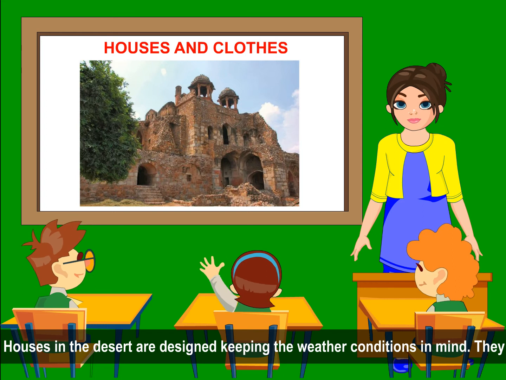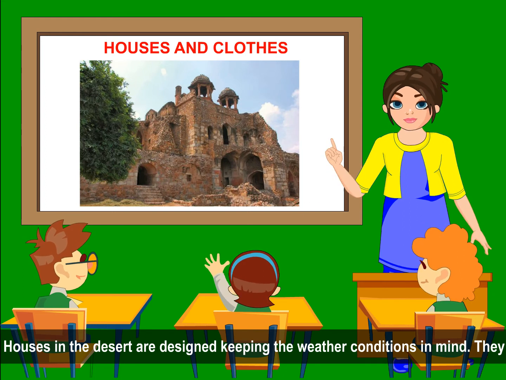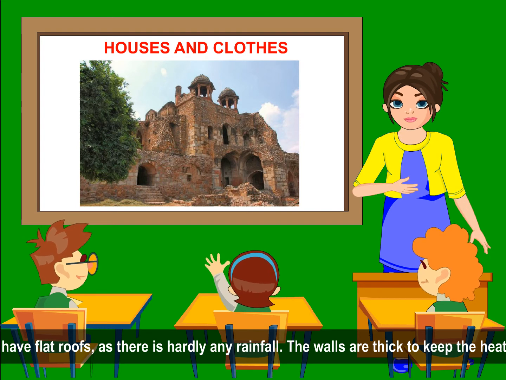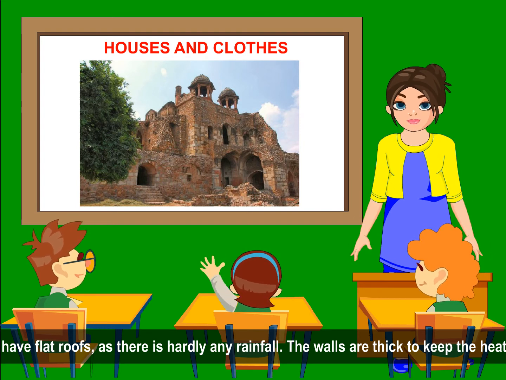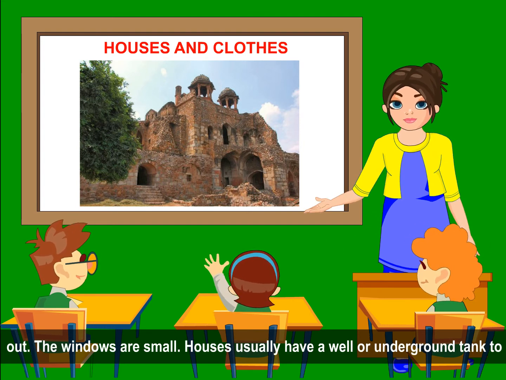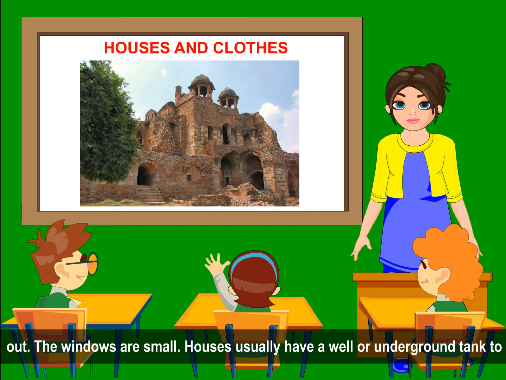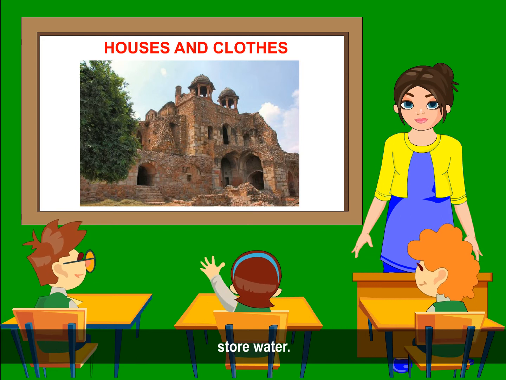Houses and clothes. Houses in the desert are designed keeping the weather conditions in mind. They have flat roofs. As there is hardly any rainfall, the walls are thick to keep the heat out. The windows are small. Houses usually have a well or underground tank to store water.